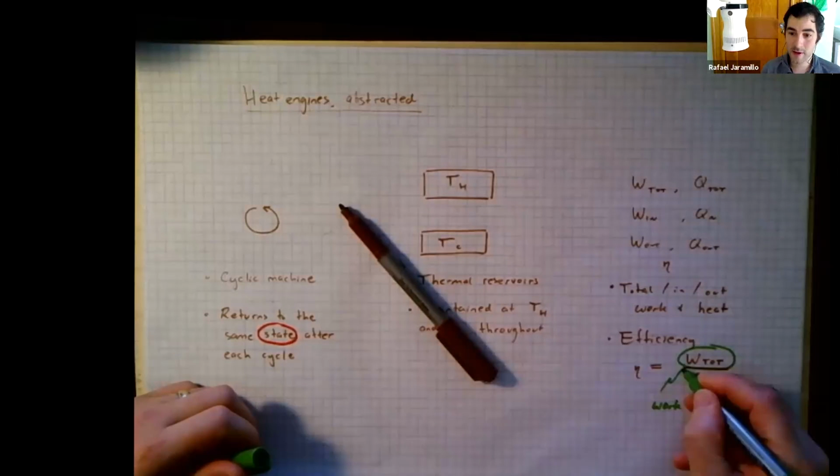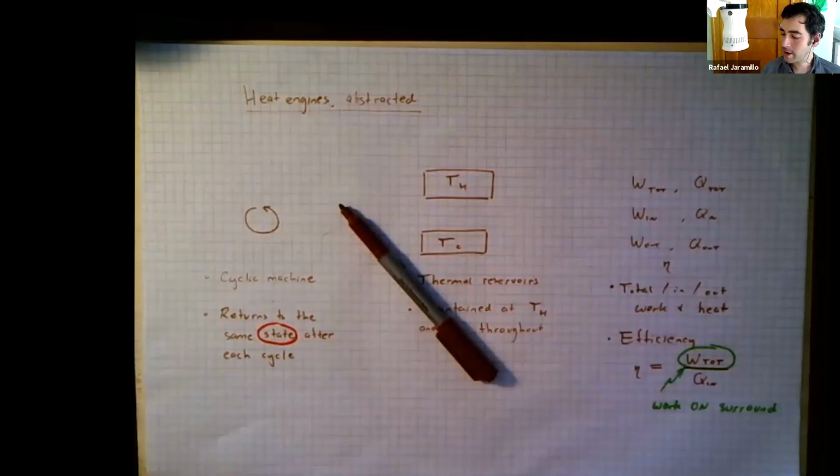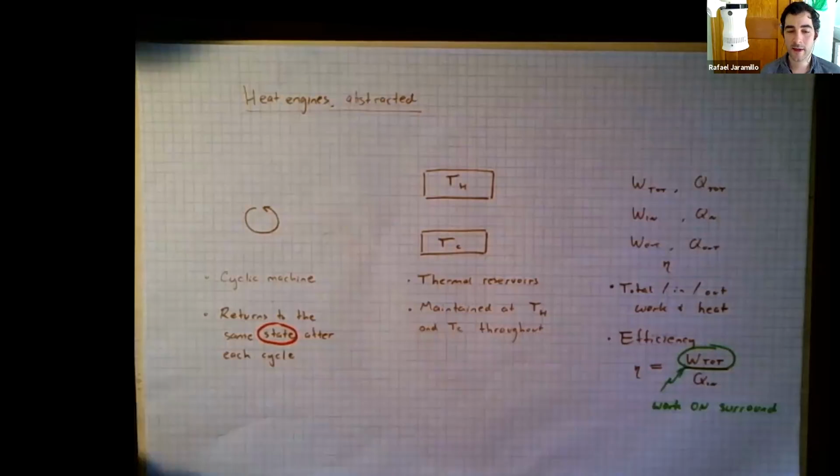And the reason I put this in green and circled it is because for today's lecture and today's lecture only, we're going to have some confusion over the sign of work and heat. Because we have defined for this class work as work done on a system. So positive work increases the energy of a system.